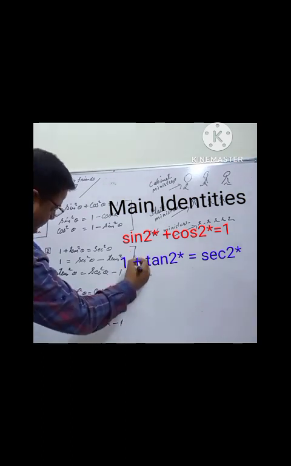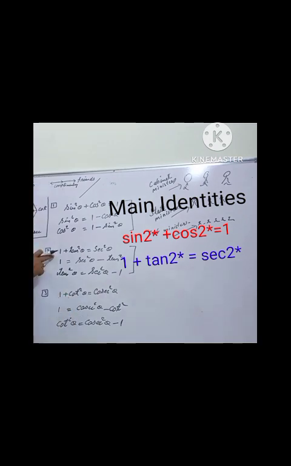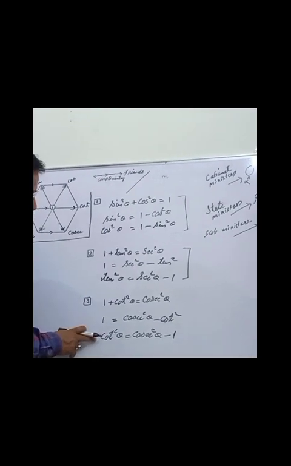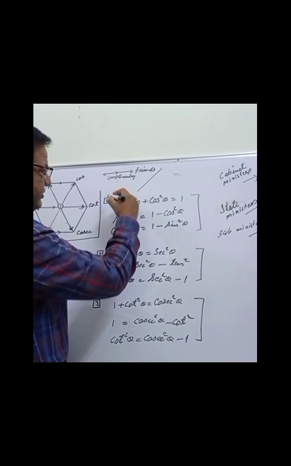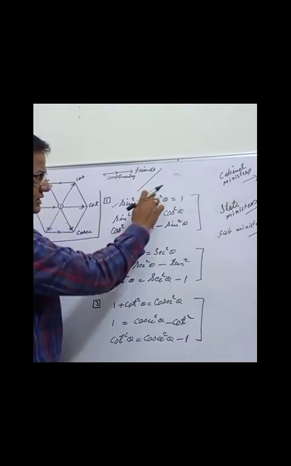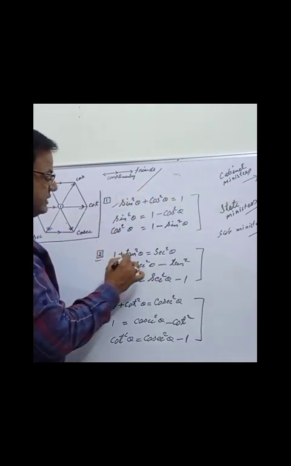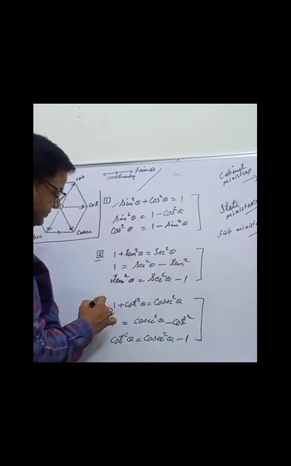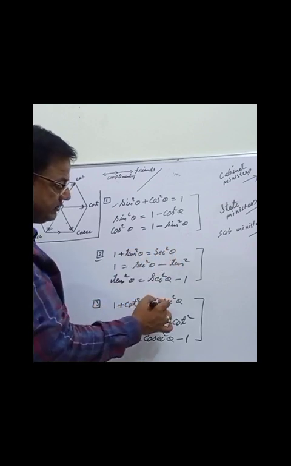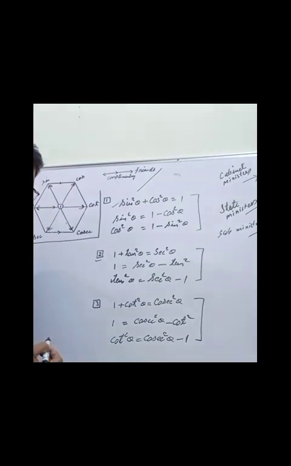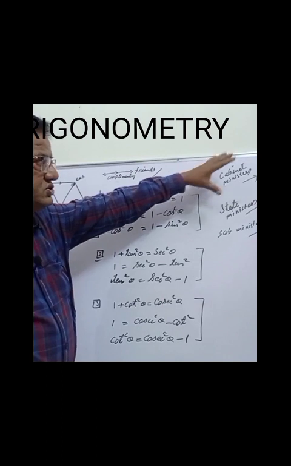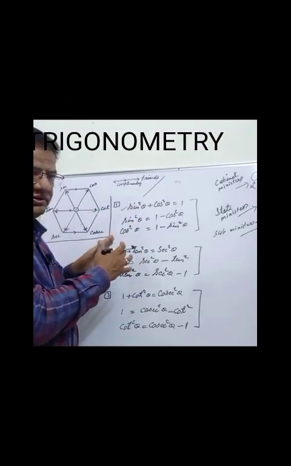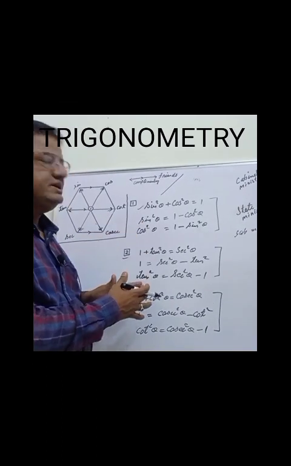Now we look here, these are the three equations we have. The main equation sin square theta plus cos square theta equal to 1, then 1 plus tan square theta equal to sec square theta, and third, 1 plus cot square theta equal to cosec square theta. We consider them as cabinet ministers, powerful equations and powerful identities.